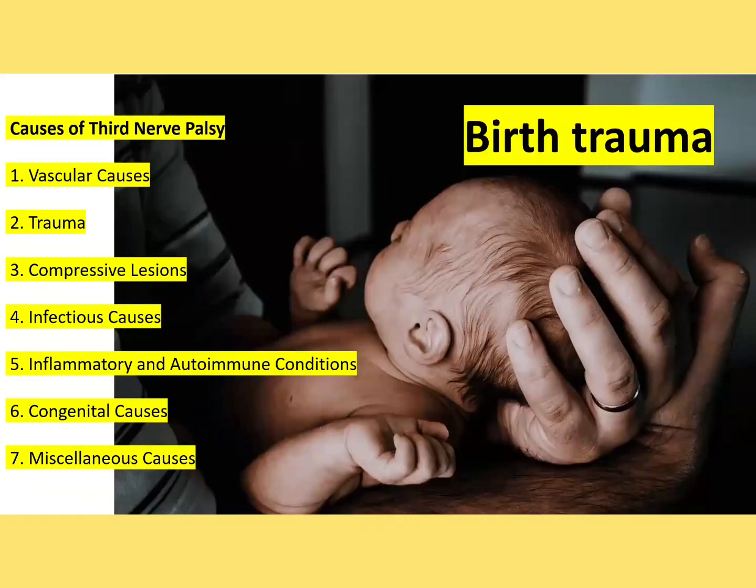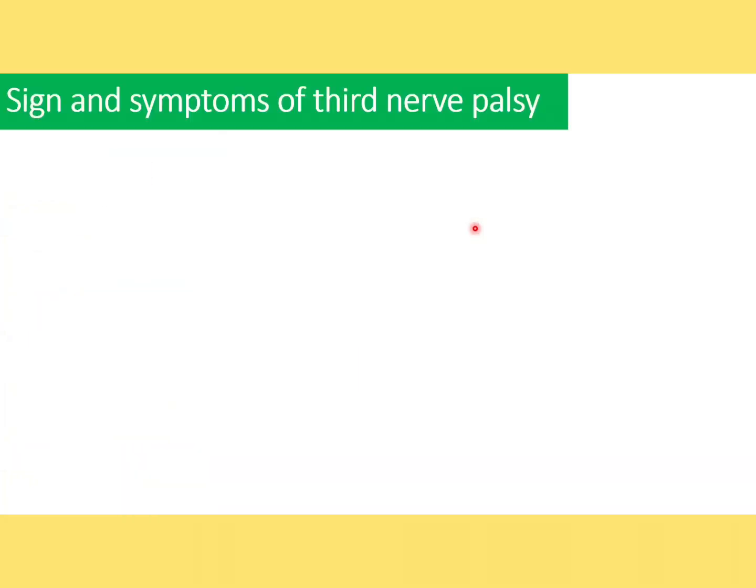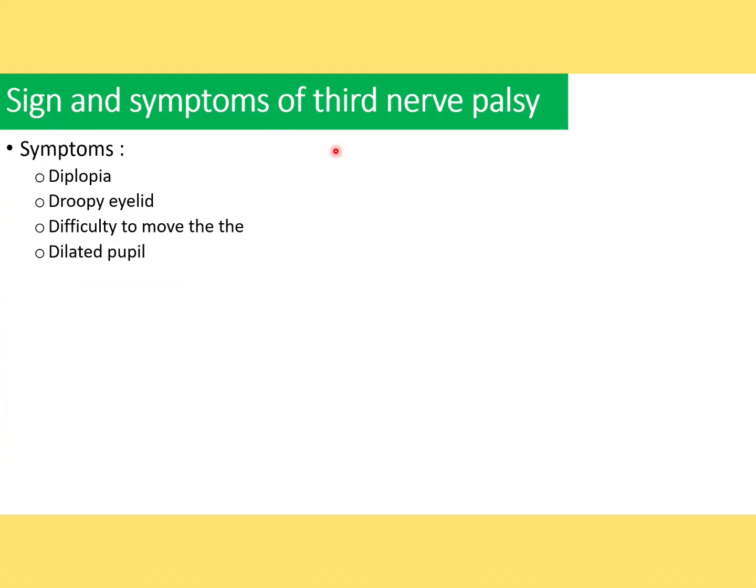If I talk about congenital causes, birth trauma can lead to congenital third nerve palsy. During a difficult delivery, the oculomotor nerve can be injured due to excessive pressure or improper handling. This can result in immediate or delayed onset of third nerve palsy in newborns, and early diagnosis and intervention are very important in this kind of case. Okay. So next, we will discuss the signs and symptoms of third nerve palsy.